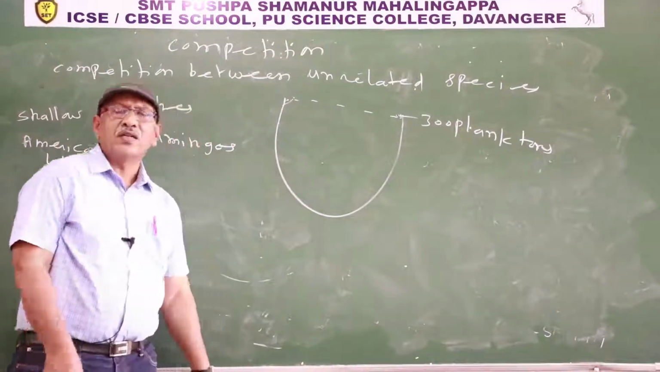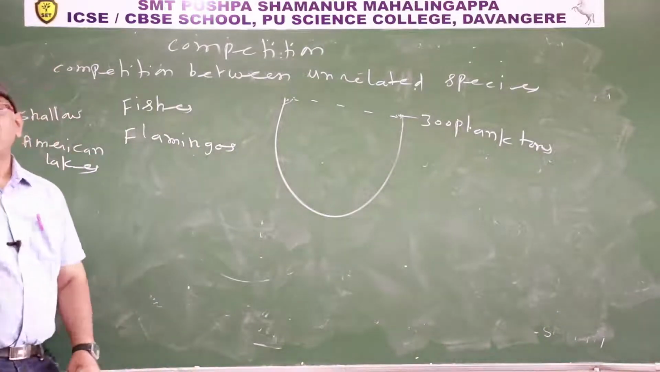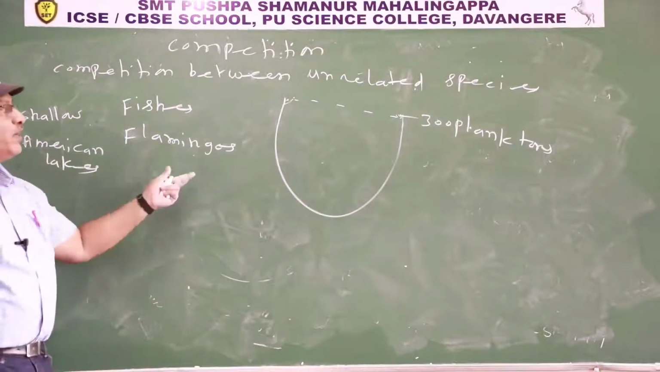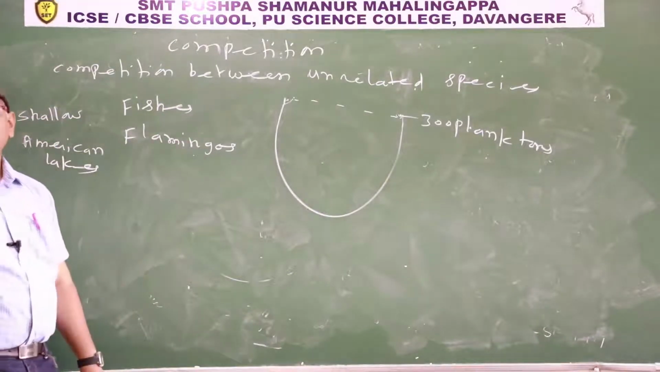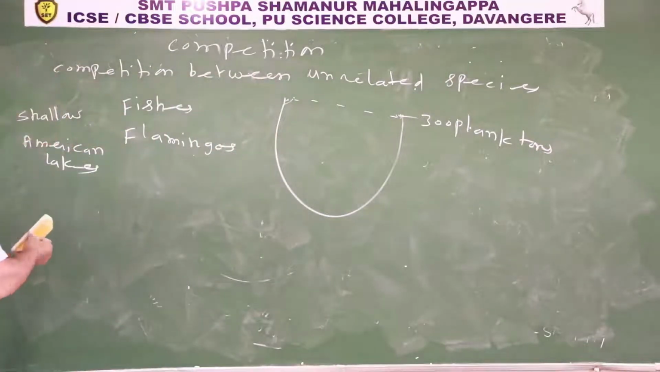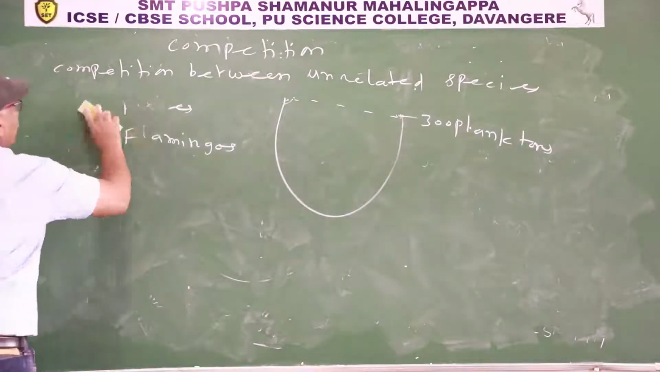So competition is present not only between closely related species, but also between unrelated species. Next one is competitive exclusion.